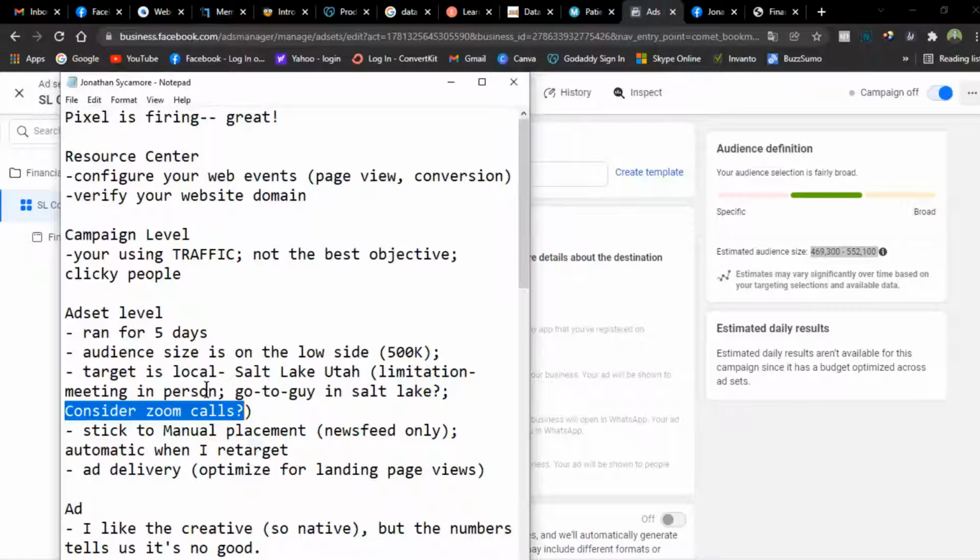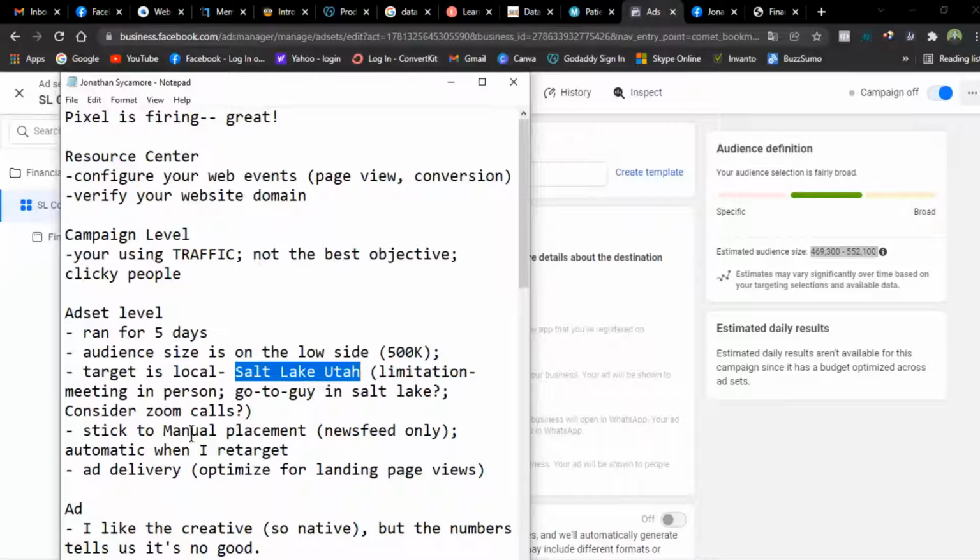It may also be the case that you want to establish yourself as the go-to guy in financial planning in Salt Lake. So I understand. If that is the case and you just want to focus on Salt Lake, then your targeting is spot on. It's correct. You don't need detailed targeting. You don't need to add interests. Just location-based is good enough since it's a small group of people.